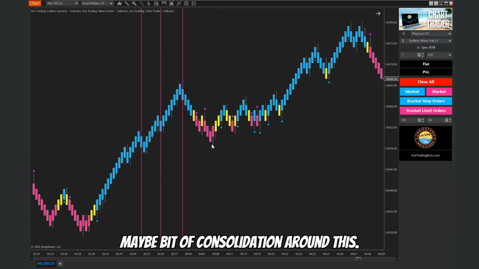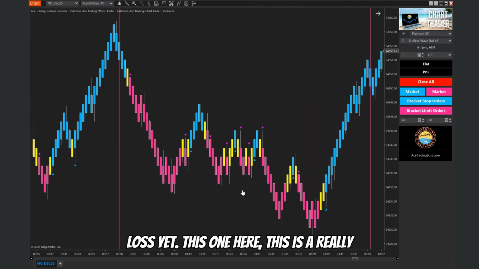So maybe a bit of consolidation around this. Maybe I take it, maybe I don't. But even if I took that trade, I probably would have still got stopped out at a break even, which is totally fine because I'm happy with break even. I still haven't had a loss yet.